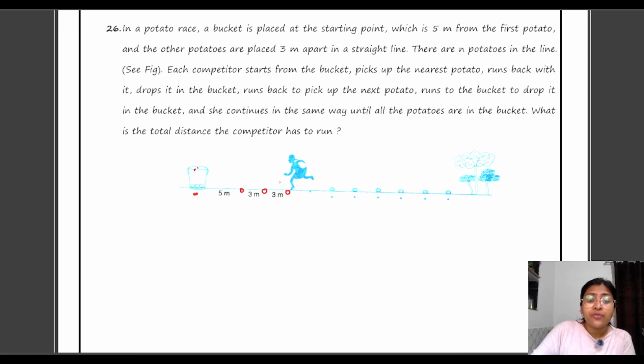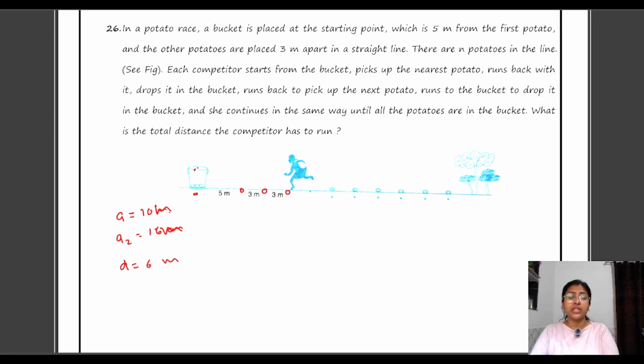For the first potato to be put inside the bucket, what is the distance traveled by the player? Yes, 10 meter. For the second potato, 5 plus 3, 8, to pick the potato and come back to put it inside the bucket, so it should cover 16 meter. Yes or no? It means the common difference between the two terms is 6 meter. Is this question clear to you or not?